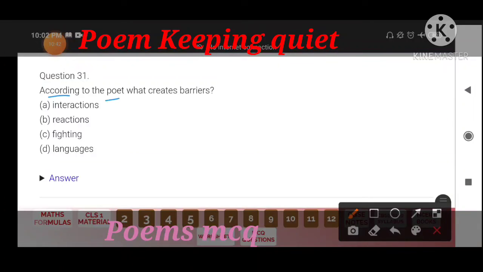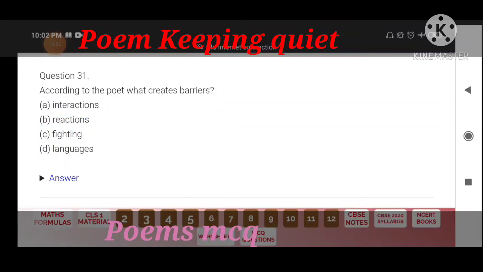According to the poet, what creates barriers? Interaction, reaction, fighting, and language. The answer is language creates barriers.